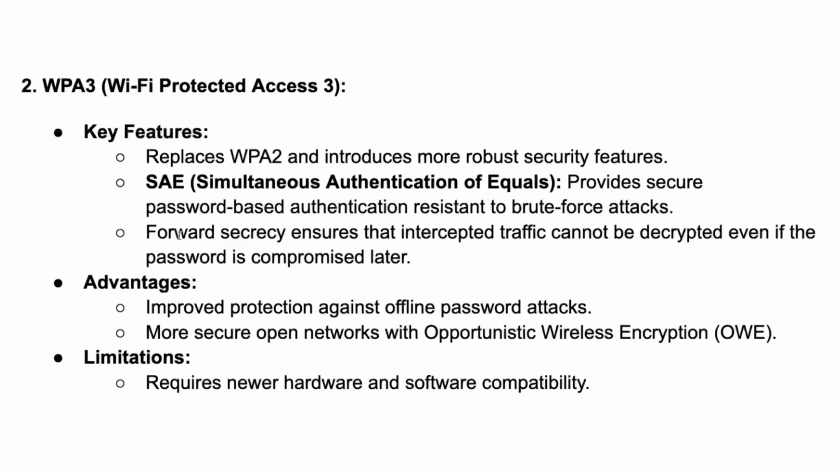So this is very interesting. Forward secrecy ensures that intercepted traffic, so if somebody's sitting there sniffing your traffic, cannot be decrypted even if the password is compromised later. So if they have your password, they still aren't able to decrypt the traffic that they've captured, which is very useful. So the key to decrypt that traffic is not the password of the Wi-Fi.